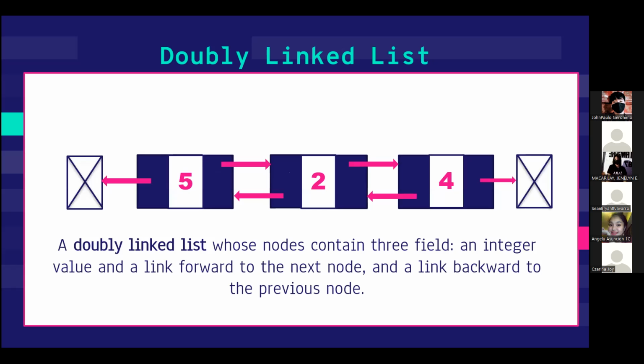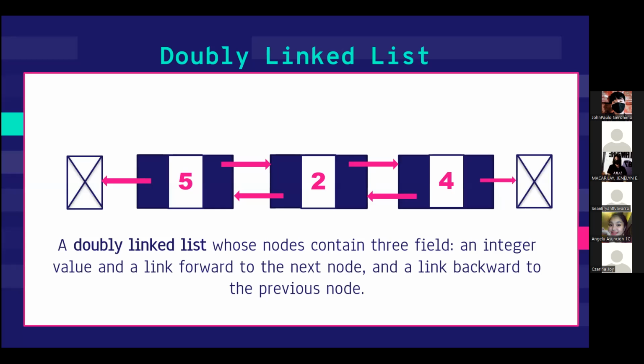So here, in the doubly linked list, we have a list whose nodes contain three fields: an integer value, a link forward to the next node, and a link backward to the previous node. So, ang pinagkaiba nito sa singly linked list, in doubly linked list, there is a two-way link. Unlike the singly linked list, there is only a one-way link, which is forward.